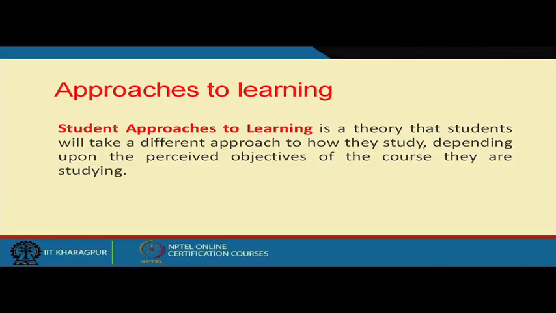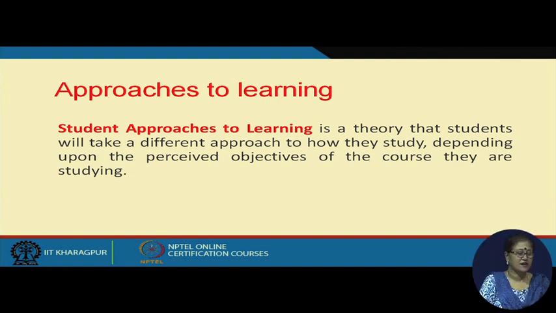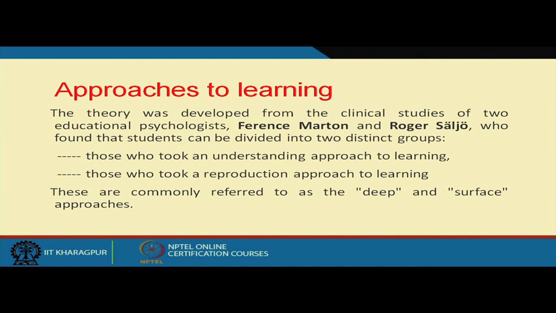Now, approaches to learning, what is that? Students' approaches to learning is a theory that students will take a different approach to how they study, depending upon the perceived objectives of the course they are studying, right. In clinical studies, two educational psychologists, Ference Marton and Roger Säljö, both of them divided students into two distinct groups.